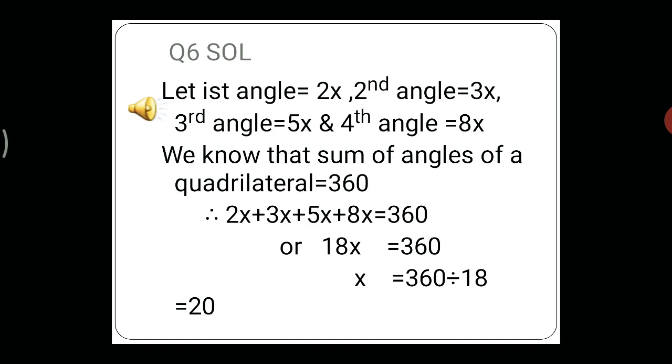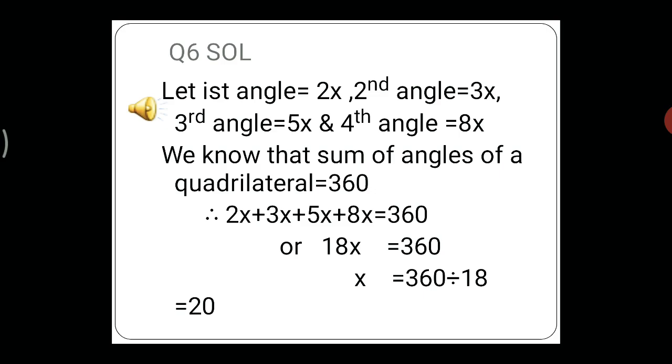Question 6. We have four angles of a quadrilateral. They are in the ratio of 2:3:5:8. We have to find each angle. Dear students, let us suppose our first angle is 2 times x, and the second angle will be 3x, and third angle will be 5x, and finally fourth angle will be 8x. We have to find the value of x first.